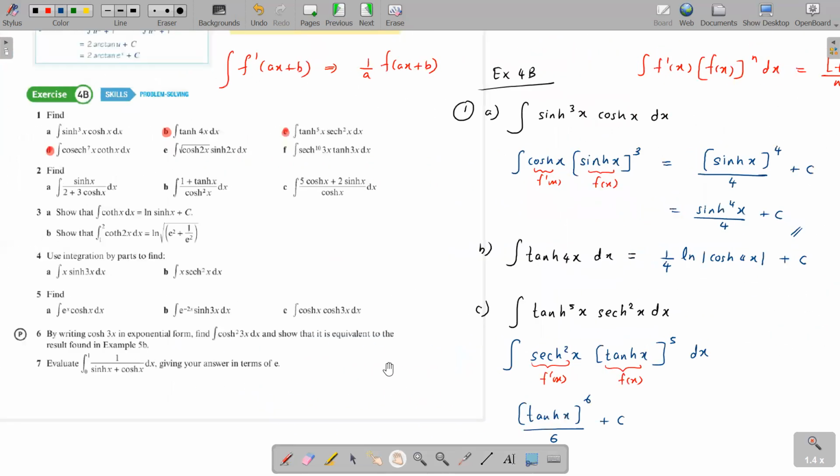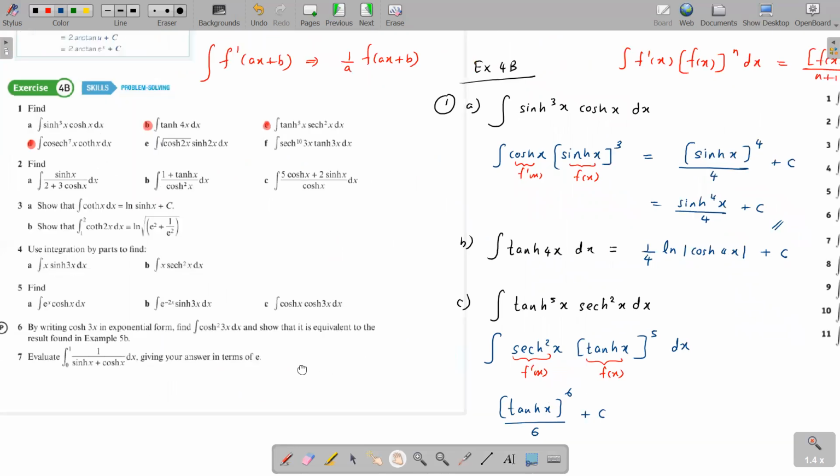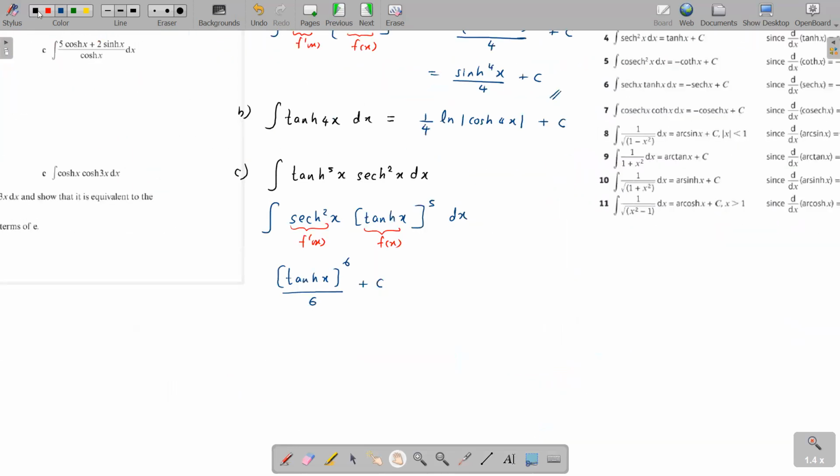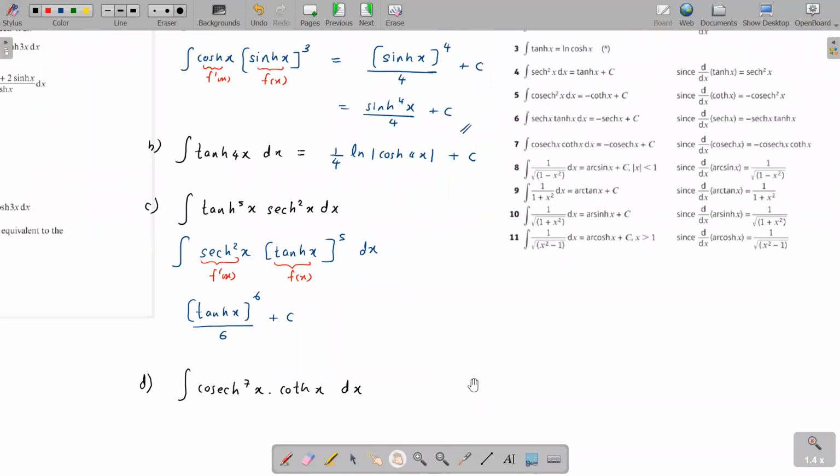Cosh to the power 7x cot x. Try that. Cosh to the power 7x into cot x dx. Okay, so how do we integrate this? Think about it.